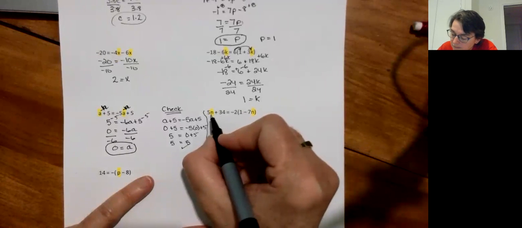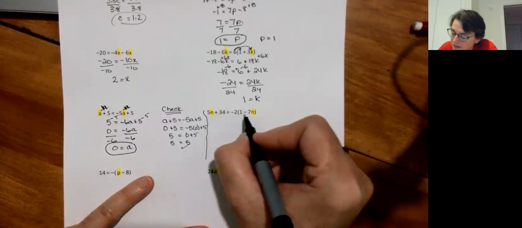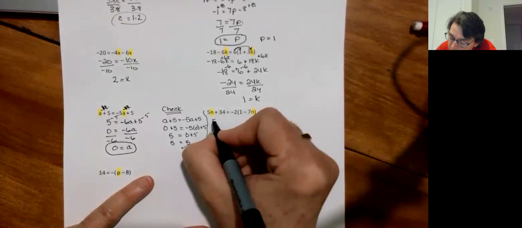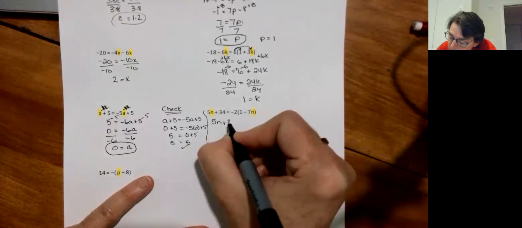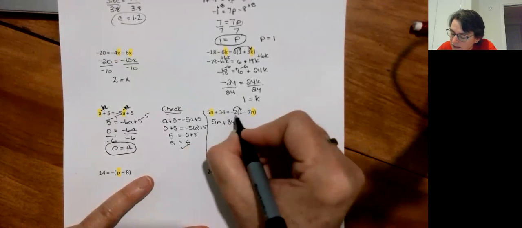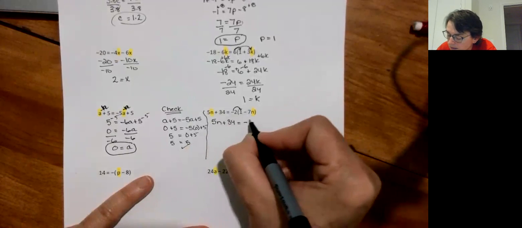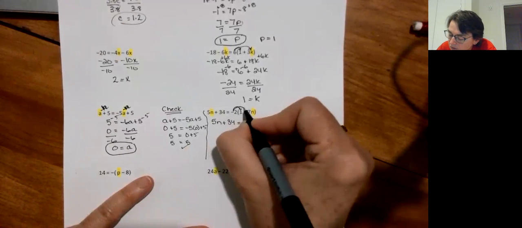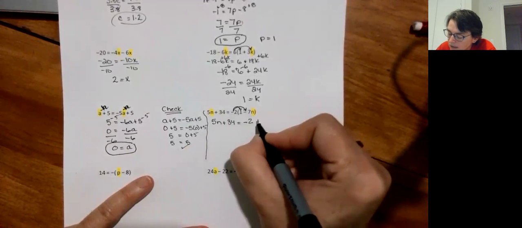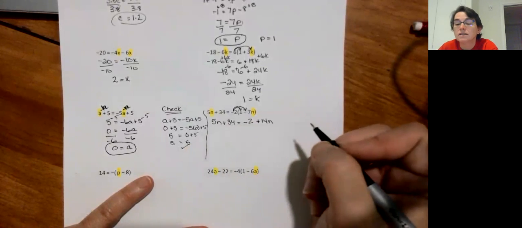All right. Can't put those together because they're not like terms. So it looks like we're going to have to distribute. So 5n plus 34. Now, careful. Watch your sign. Negative 2 times 1 is negative 2. And negative 2 times negative 7n is going to be plus 14n. Watch your signs.